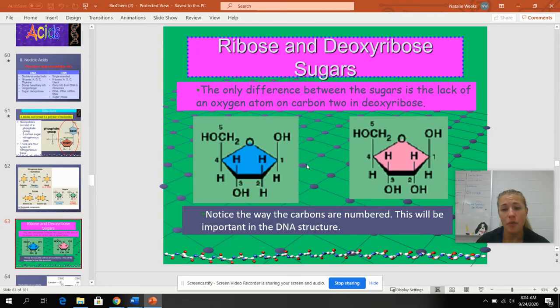When we're looking at the way that these carbons are numbered, we're going to go counterclockwise around our circle. So we have 1, 2, 3, 4, and 5. This becomes really, really important when we talk about DNA structure because if you remember, the DNA strands aren't parallel, they are anti-parallel. So one strand goes in one direction and one strand goes in the other direction. And the way we actually denote that is with these carbons. So if a strand is going from 5 prime, we see up here, to 3 prime, it's facing up. And if it's going from 3 prime to 5 prime, it's facing down.